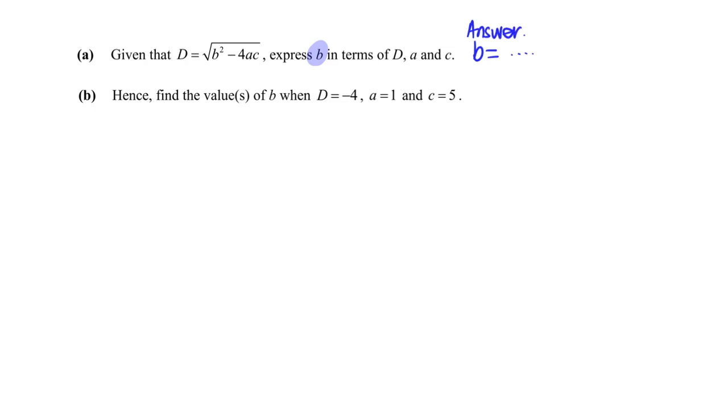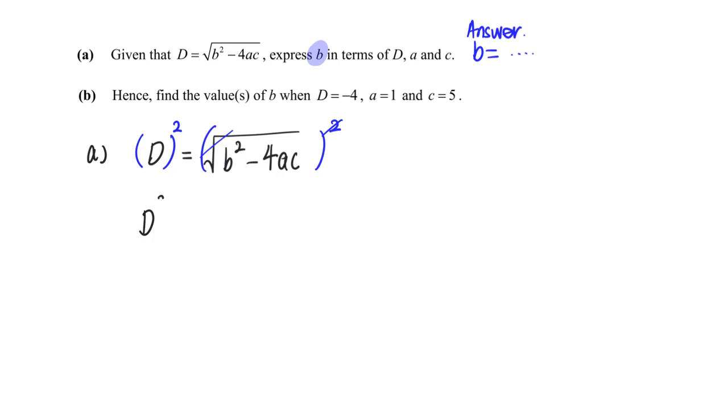So for part A, starting with d equals to the square root of b squared minus 4ac. Step 1 is to make sure that we do not have the square root by squaring both sides. And when you do that, the square root will be removed, which means that the next line will look like this. D squared is equals to b squared minus 4ac. And Mr. Tan is going to add 4ac on both sides.